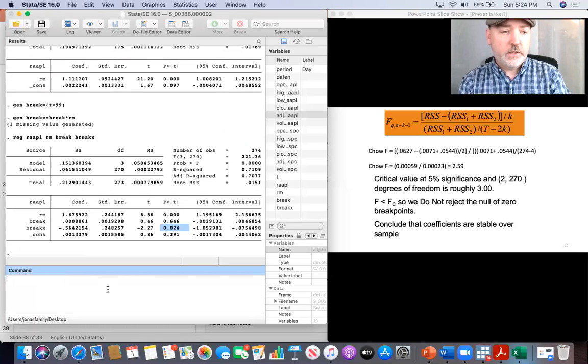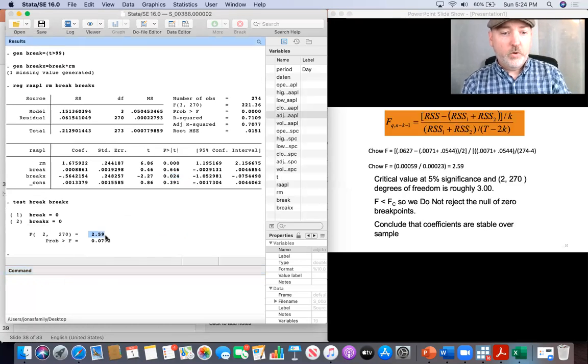The intercept shifting effect, not significant, but let's put it into the F-statistic calculation here. So we'll test break and break X, and lo and behold, we get exactly the same F-statistic the way we did it here, calculating the by hand way, and we get the same result, that we do not reject at the 5% level, that p-value above 0.05, we do reject at 10%. So we're kind of at a moderate level of a structural break.